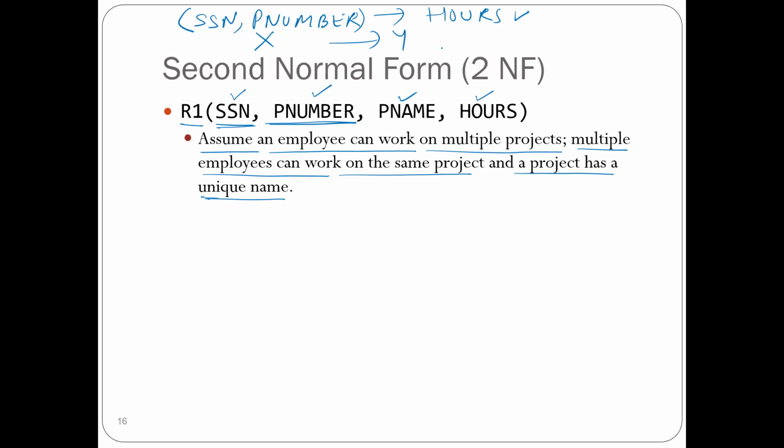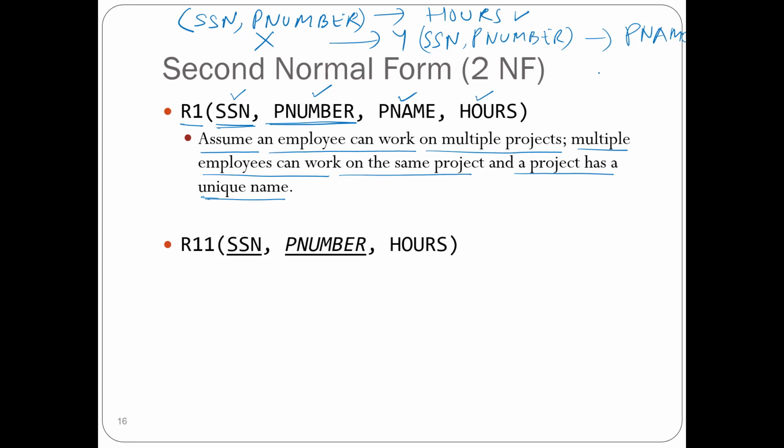We need both. Whereas if I take another example of the functional dependencies, which is SSN, P number to P name, right? Then here P name is in fact only dependent on P number, right? So P name is partially dependent on SSN, P number, okay? And we don't want this kind of functional dependency. If we keep that, then that is not in accordance with second normal form, right? So we have to break this table.